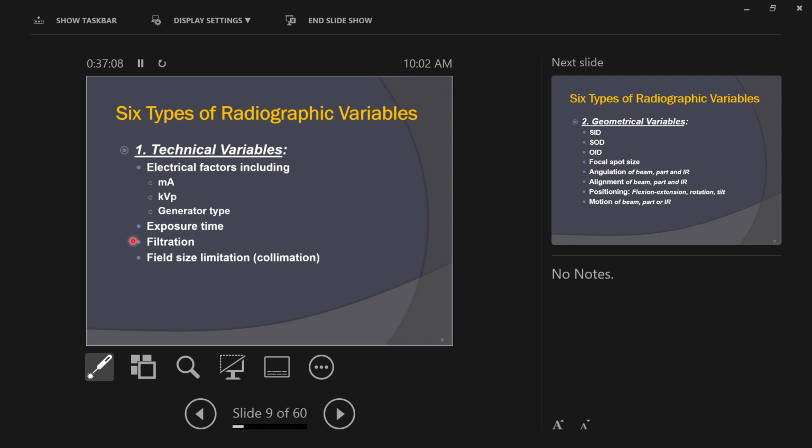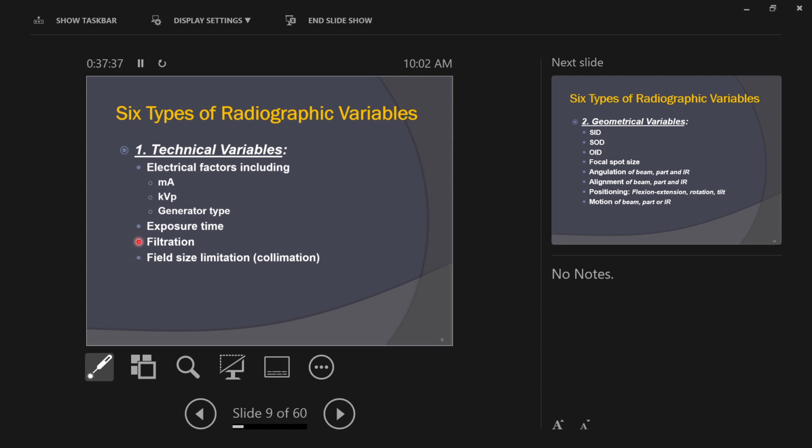Now, what counts as filtration? Anything that gets in the way of the beam counts as filtration. The glass of the tube, the oil in the machine, the collimator box, the mirror that reflects the light down counts as filtration. All of it counts as filtration, as well as any added filtration. Usually a small slab of aluminum is placed in the way.